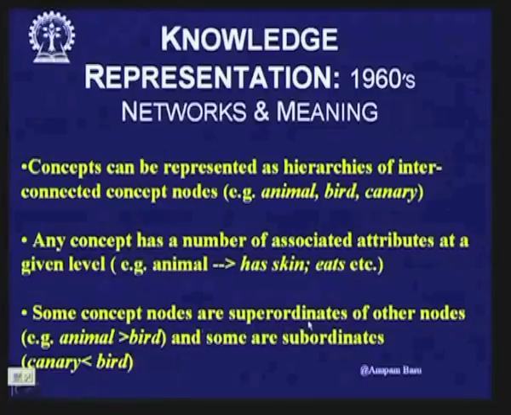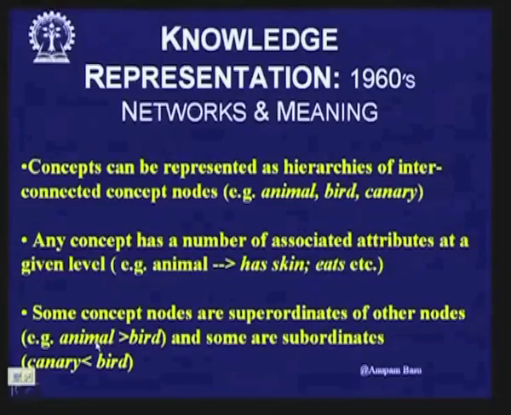Now, some concept nodes are superordinates of other nodes. For example, animal is at a higher level than bird, because a bird is an animal, a tiger can be an animal, a lion can be an animal, a crocodile can be an animal. So, animal is more of a superclass or superordinate of all these subclasses or subordinates like bird, tiger, etc. Again, if we go one level down the hierarchy from here, we will see that bird is again a superordinate of canary. Canary can be a bird, stork can be a bird, peacock can be a bird, ostrich can be a bird. All these are different types of birds, but all of them are birds, and all birds are animals.